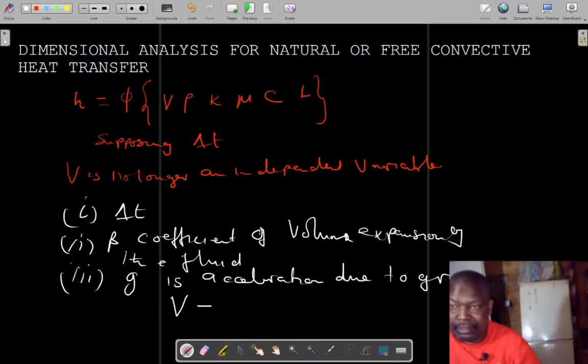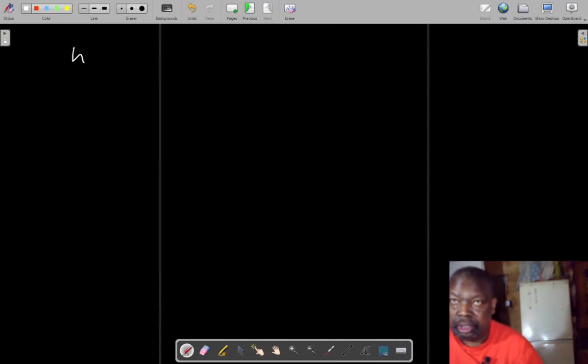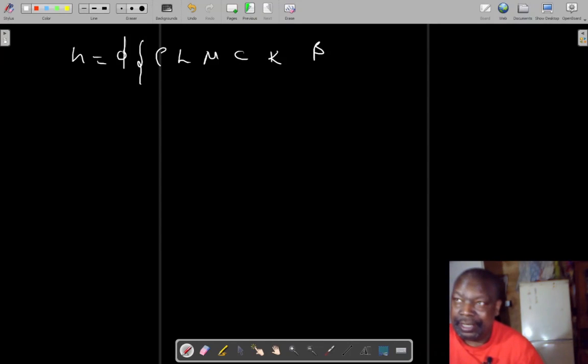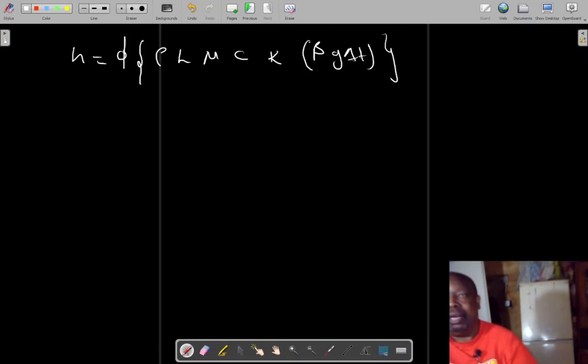So our V now is dependent upon G, beta, and delta T. That is what we shall put into our relationship equation above. So we have h is equal to a function of rho, let us use L this time round, mu, C, K, beta, G and delta T, this lumped together to make one variable.